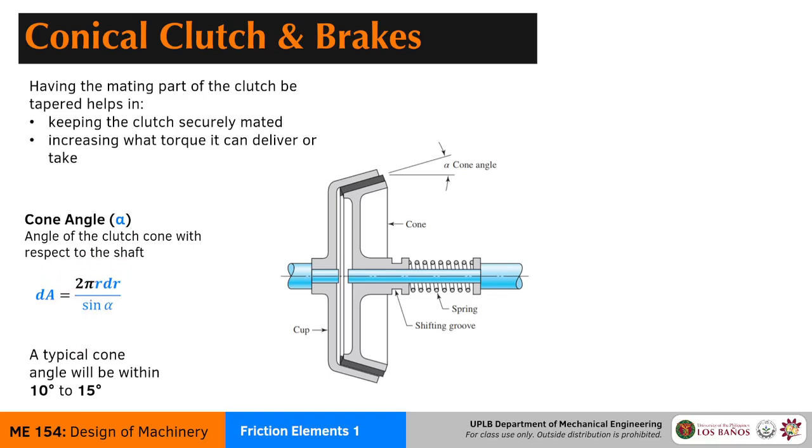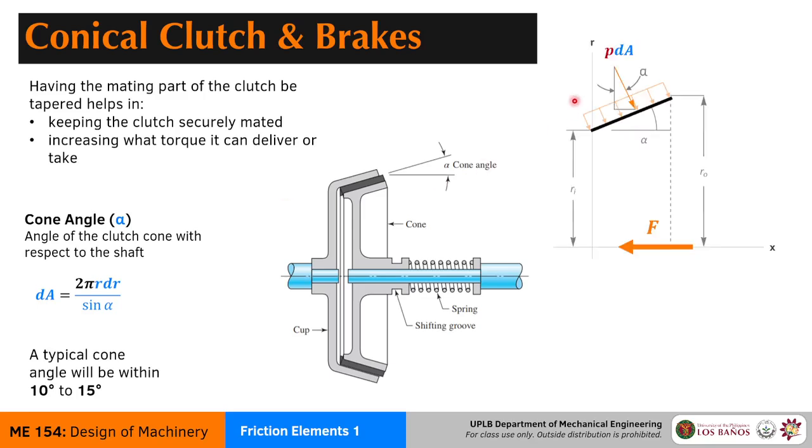And if you look at your FBD for one section of the cone lining, you'll see that the pressure is still applied normal to the surface. The consequence of that is that your actuating force is still in the axial direction. So the force here only has to counter some component of the pressure and not all of it. So this is the result of that. Only part of the pressure is being countered by the actuating force.